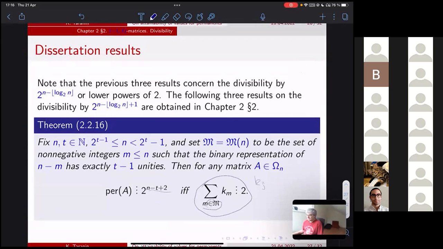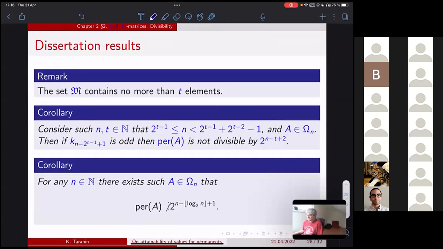This is actually the set that contains all non-negative integers j, here denoted by m, such that the binary representation of n minus m has exactly t minus 1 unities. The good thing about this set is that it is actually not that big. It never has more than t elements, and for a lot of n, it may contain only one element.